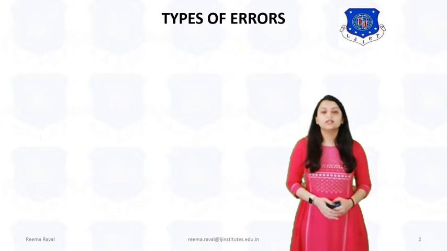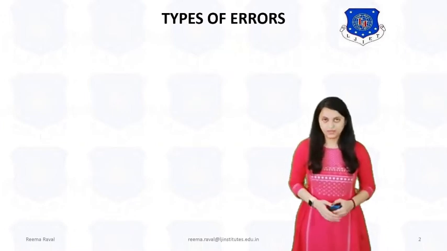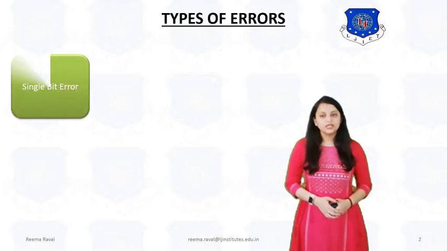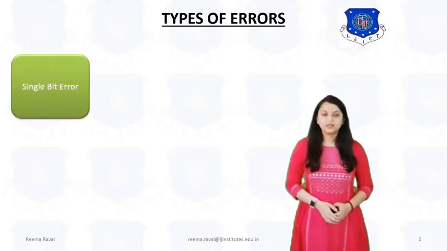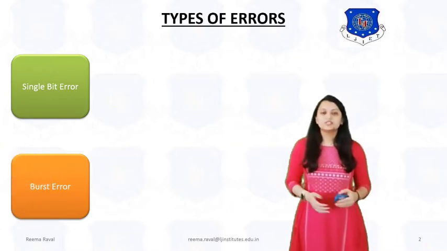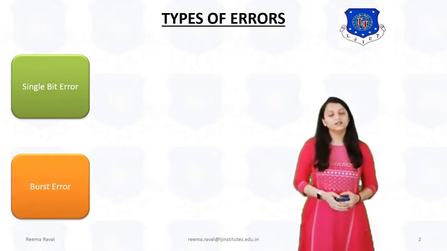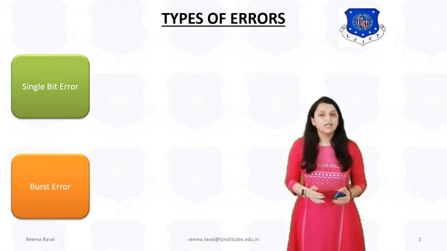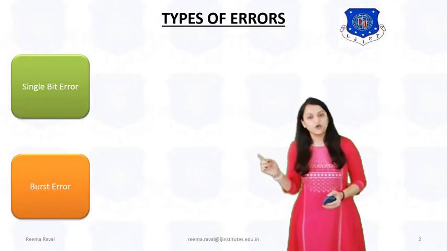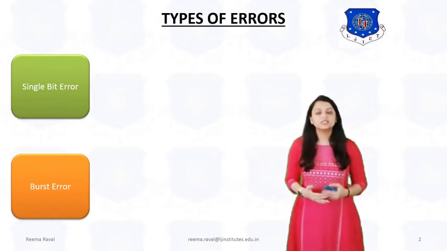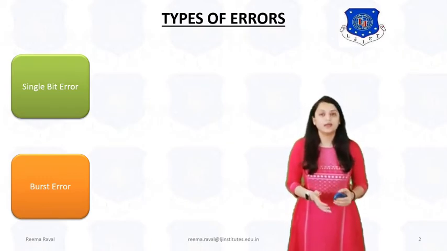First of all, let us understand the different types of errors. There are basically two types of error. The first one is single bit error and the second one is burst error. As the name suggests, single bit errors are those in which only one data bit is changed, whereas in burst error, more than one bit is in error, or as you can say, there are errors in multiple bits.